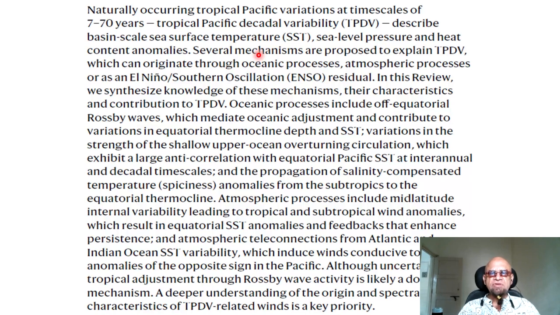Several mechanisms are proposed to explain TPDV, which can originate through oceanic processes, atmospheric processes, or as an El Nino Southern Oscillation residual. You have multiple El Ninos. There is some kind of a low frequency rectification signature left behind that appears as decadal variability. If you remember, El Nino Southern Oscillation is an interannual variability. And if you don't know, you can follow up with the other podcasts on my channel. In this review, we synthesize knowledge of these mechanisms, their characteristics, and contribution to TPDV.